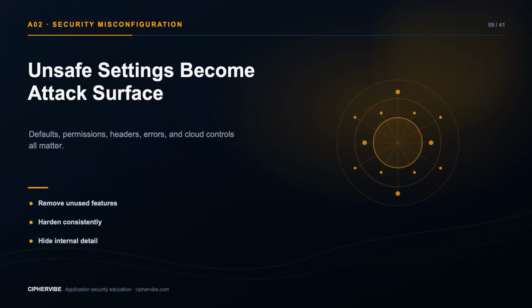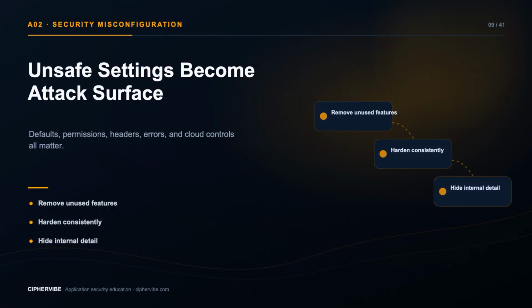Security misconfiguration rises to number 2. Risk appears through default accounts, unnecessary services, exposed diagnostics, permissive permissions, missing security headers, open cloud storage, verbose errors, or environments that drift away from the hardened baseline.